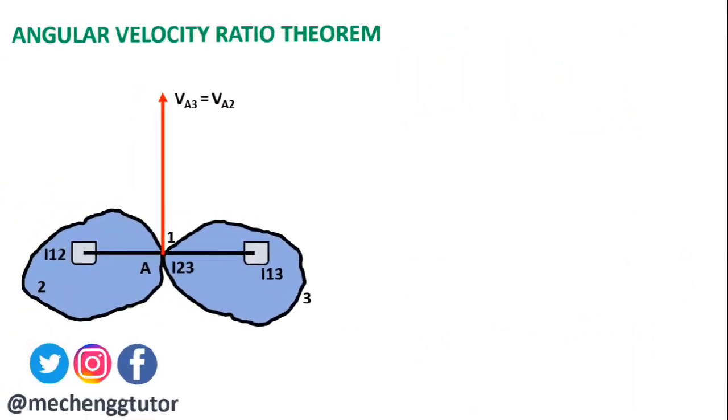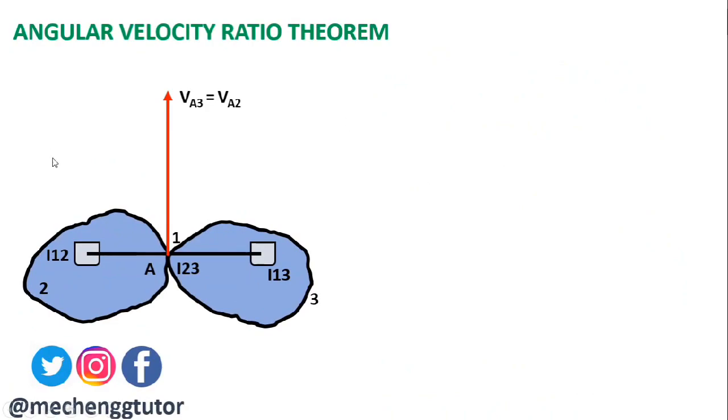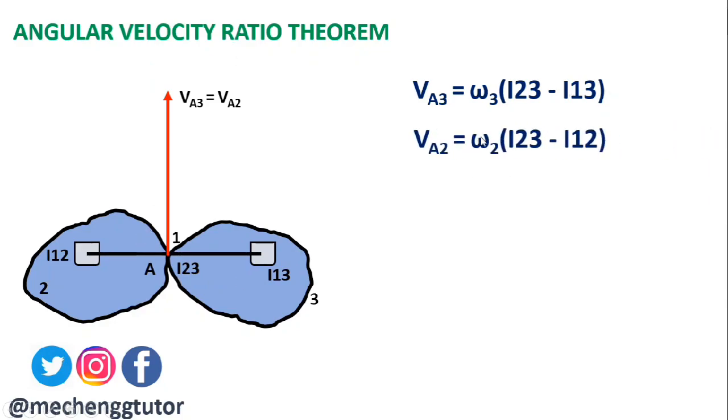Now we shall see the next one, angular velocity ratio theorem. Now we consider this case for the Arnold-Kennedy's theorem, that is the three instantaneous centers of these three bodies will lie in a straight line. Now suppose we want to measure VA3. VA3 can be measured using the equation omega 3, that is the angular velocity of link 3, into the distance between I23 and I13. Now VA2 can be measured as angular velocity omega 2 of link 2 and the distance between I23 and I12. Here this is that distance.